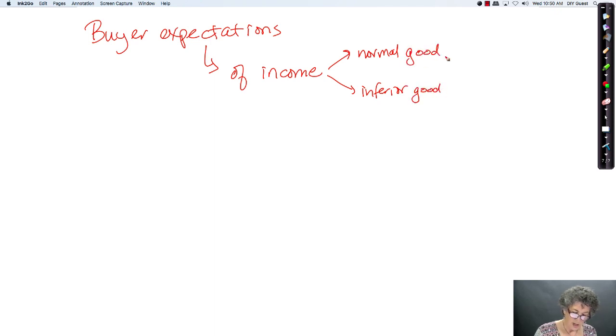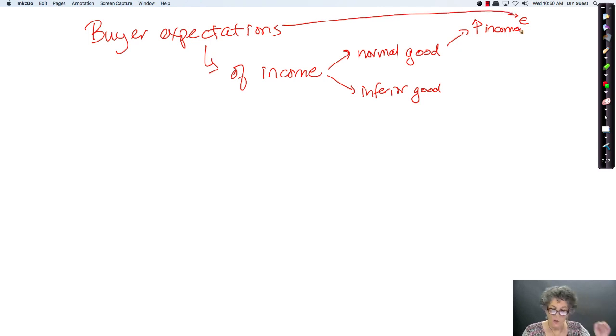And for a normal good, we're now going to get the same effects that we had with income. So for a normal good, an increase in income, I'm going to put an E here, watch. The E up there stands for expected. So that superscript E is the expectation, what I expect my income to be in the future. An increase in income is going to lead to an increase in demand, and a decrease in expected income is going to lead to a decrease in demand.